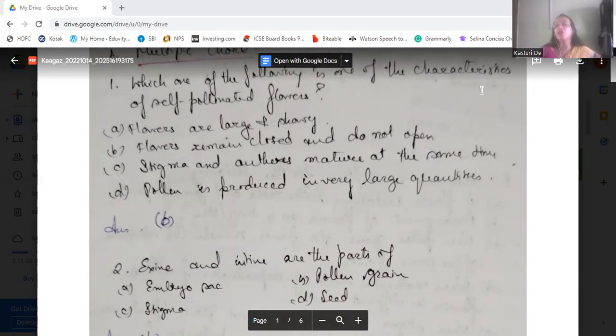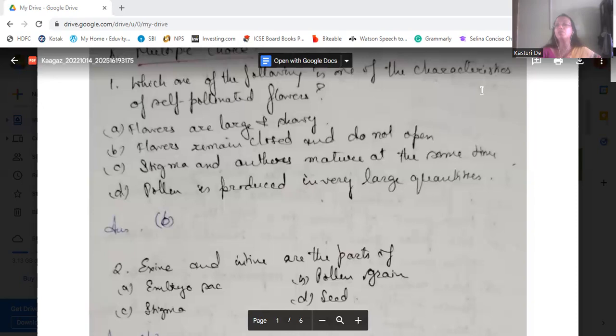Flowers are large and showy, that is not required for self-pollinated flowers. Stigma and anthers mature at the same time, that is possible. But mainly, self-pollination is certain when the flowers are closed and do not open. There, self-pollination is the only way for pollination. Stigma and anthers maturing at the same time can also be a characteristic of cross-pollination.